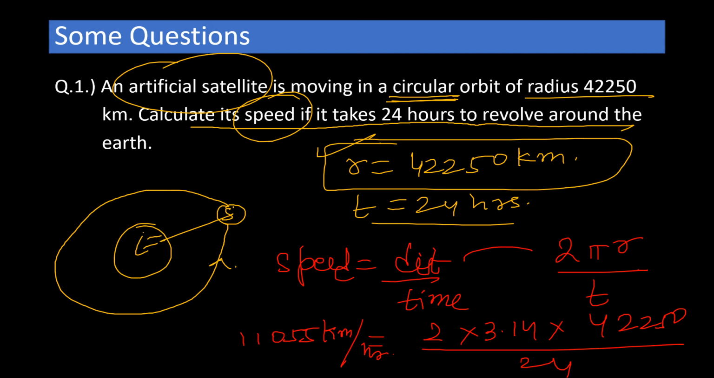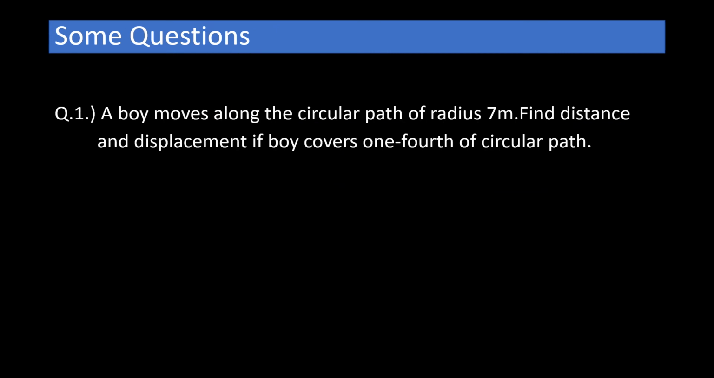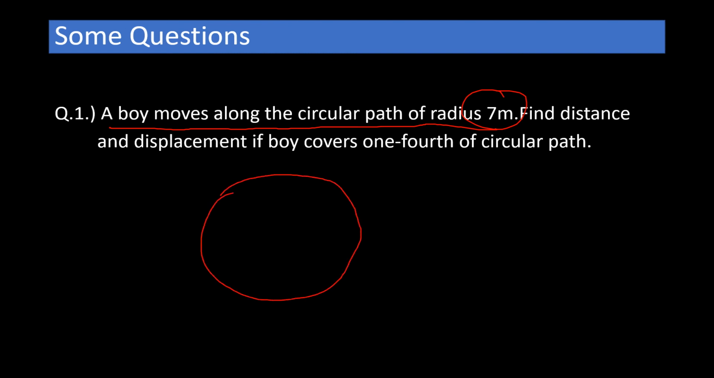Okay, so let's move on to the next question. So here, guys, you all are advised to just pause this video and try it on your own, and later on you can just compare your results. Okay, so here a boy moves along the circular path of radius 7 meters. So let's say this is the circular path, the radius is 7 meters. You have to find out the distance and displacement if the boy covers 1/4 of the circular path.